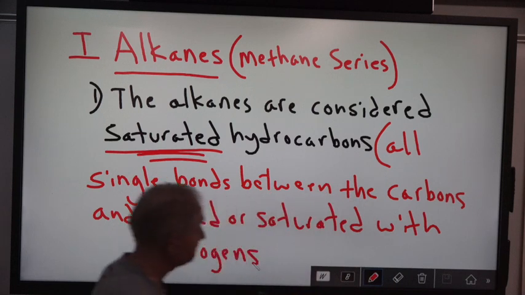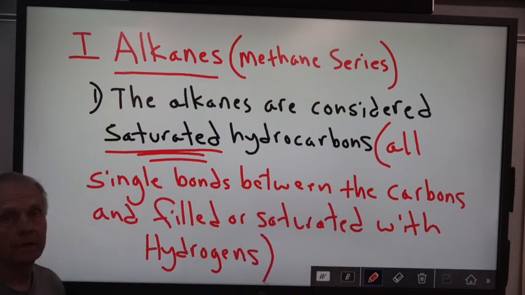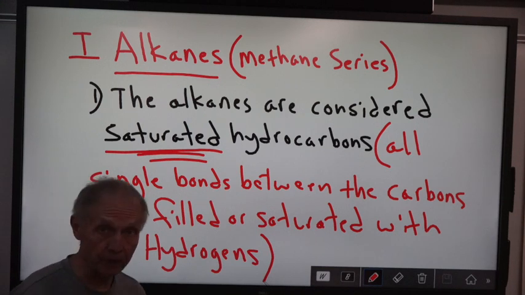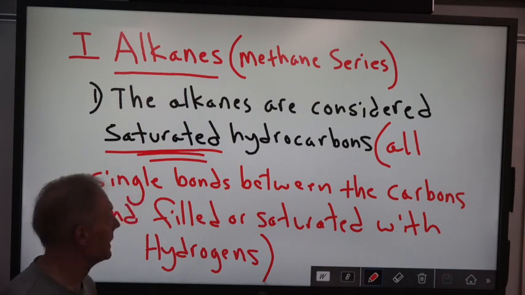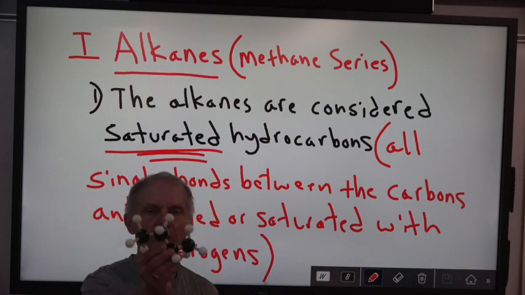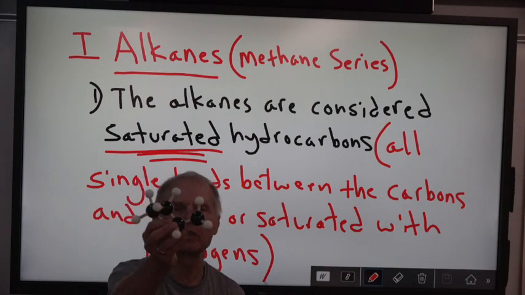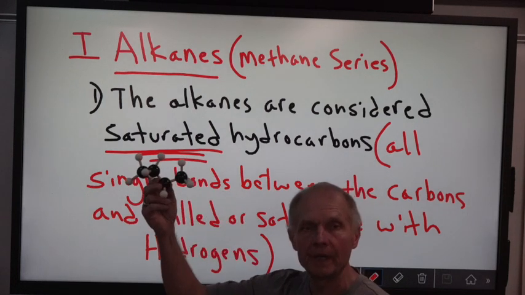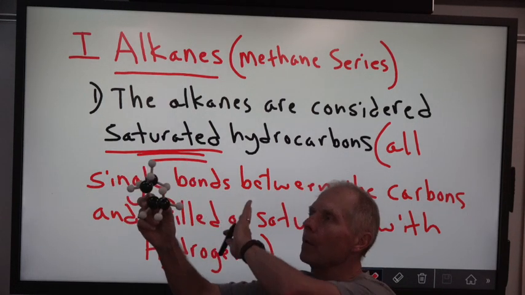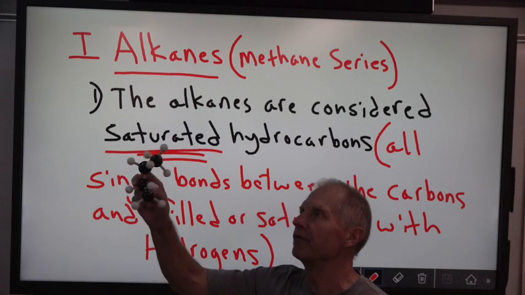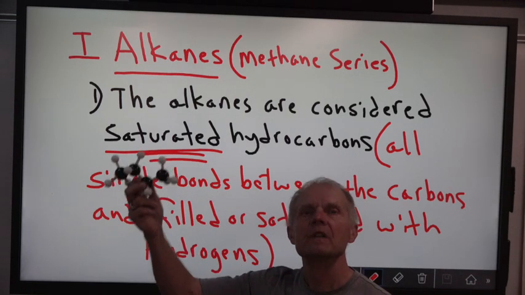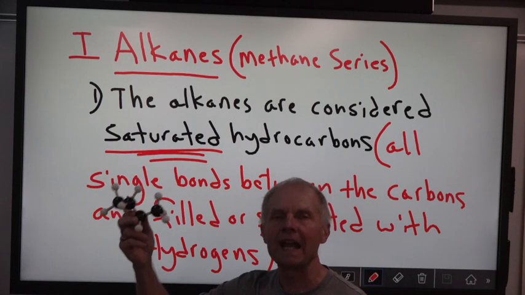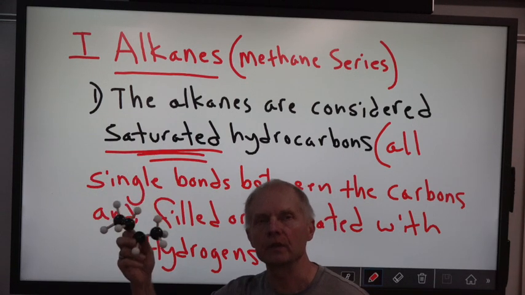Now, this is a super important property of alkanes. They are considered saturated hydrocarbons, like I said. So what that means is, look, here's four of them. Four carbons put together. And you see all single bonds between the carbons, and the rest of the bonding in the carbons is full of hydrogens. This is a saturated hydrocarbon. The alkanes are saturated hydrocarbons.